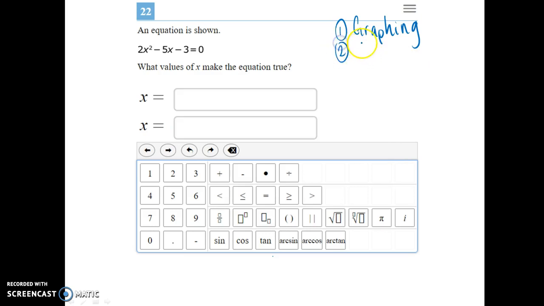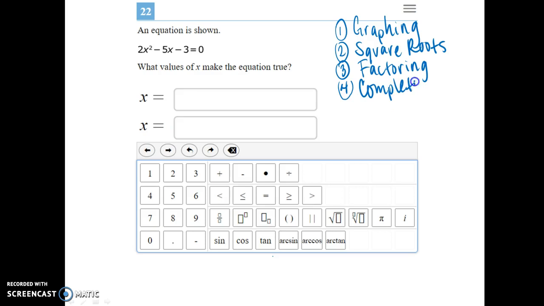The second way we taught you is solving by square roots. And that would be if you just have an x squared and not an x term. Third way was factoring. If a quadratic is factorable, that sometimes is the quickest way of doing it if you're comfortable with factoring. Fourth way, completing the square. I'm just going to draw a square. And then most people do not prefer that method, but it does work with every quadratic. And then the fifth way was the quadratic formula.